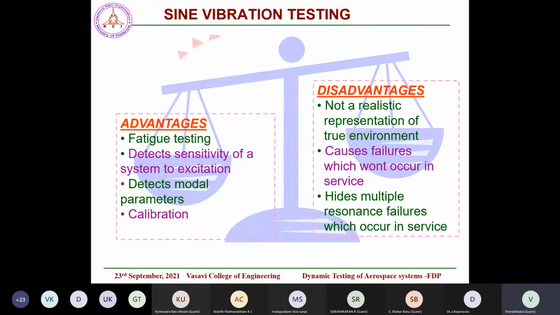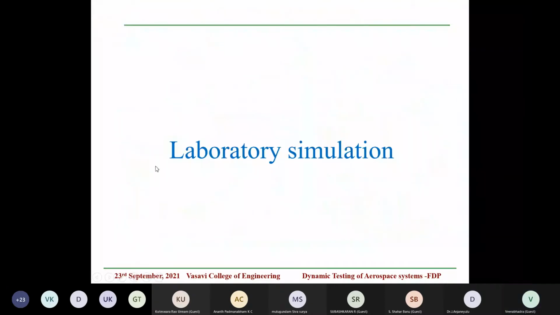So in those cases, we need to use random vibration, and where you are testing for other purposes, we can use sine vibration. Sine is also used whenever there are rotating parts. For example, in a helicopter, you get both sine and random combined together.